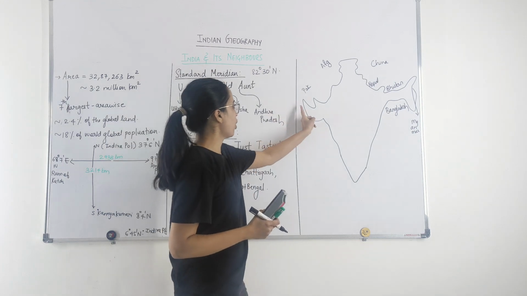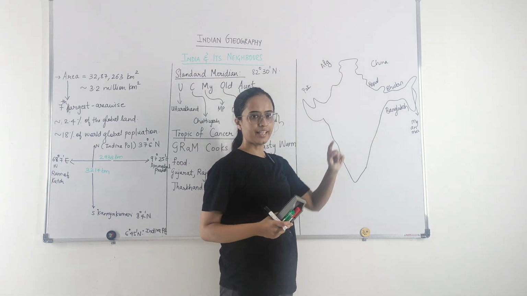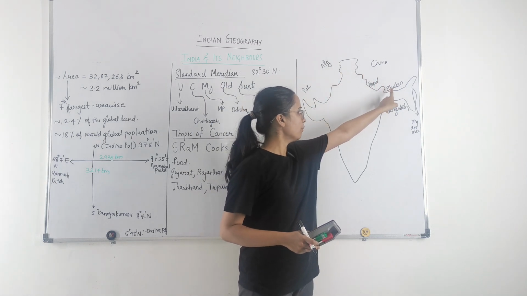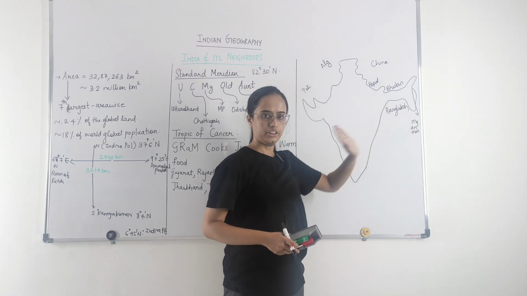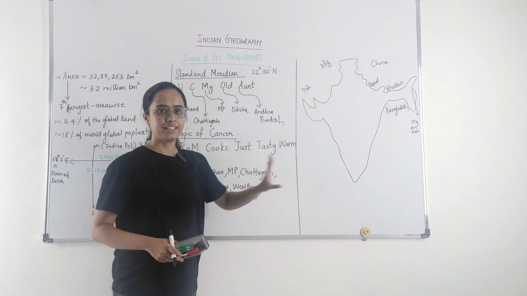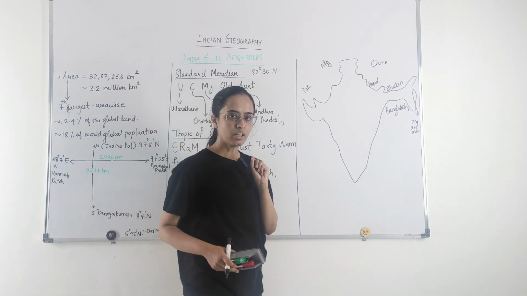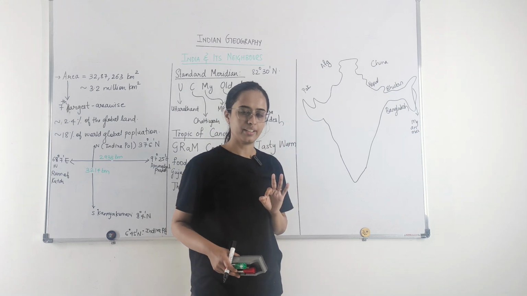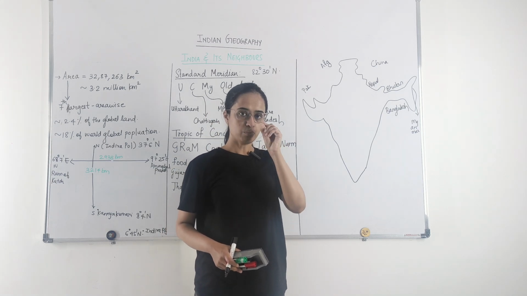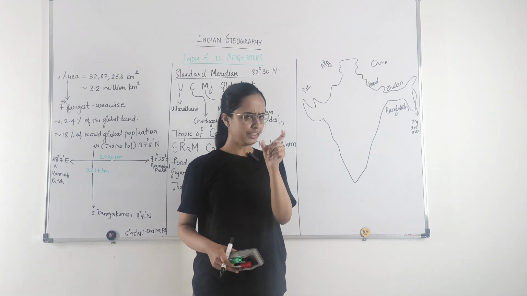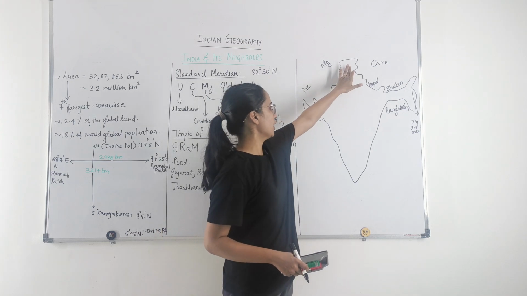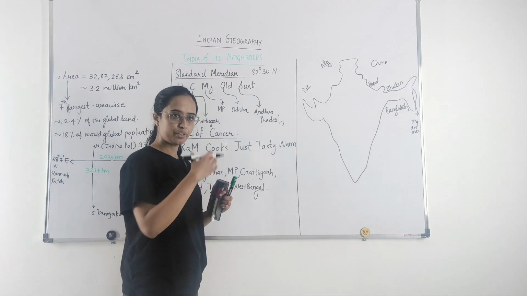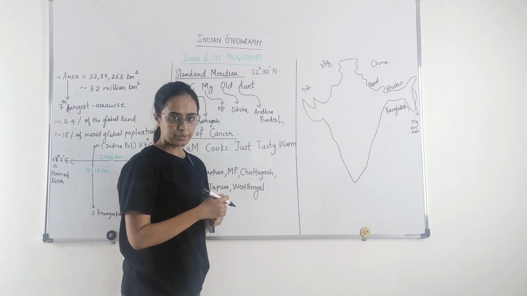So if you go from west to east in the anti-clockwise direction, we have Pakistan, Afghanistan, China, Nepal, Bhutan, Myanmar, and Bangladesh. Now, India shares its largest boundary with Bangladesh, and it shares its smallest boundary with Afghanistan. Now, with Afghanistan it shares its boundary at only one place, that is in Ladakh. Now, let us try to see which are the states that actually border all of these countries.